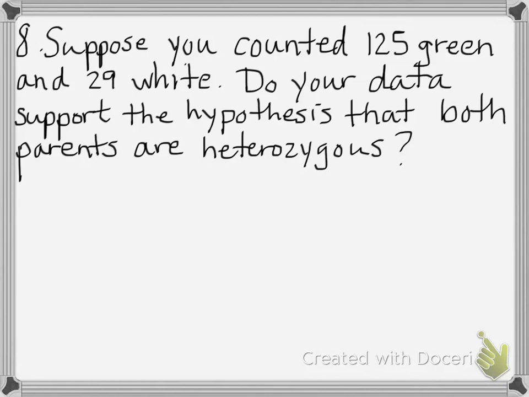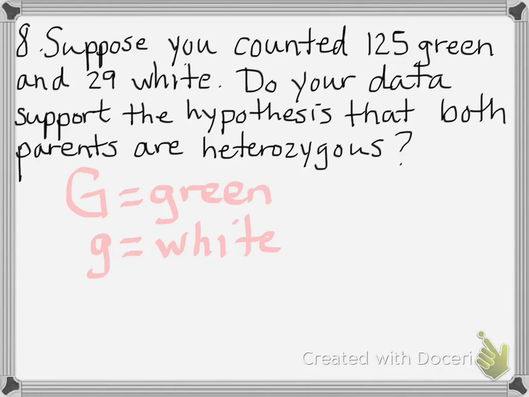Suppose you counted them. According to the chi-square test, do your results support the hypothesis that both of their parents were heterozygous? Okay, first I'm going to make us a key, and I think you'll agree with me, that green for plants is dominant to being white. Does everybody agree with me? Because big G would mean you can make chlorophyll, and little g means you can't. So the ability to make chlorophyll would dominate over the non-ability to make chlorophyll. Because that's how you get albino plants. They can't make chlorophyll.